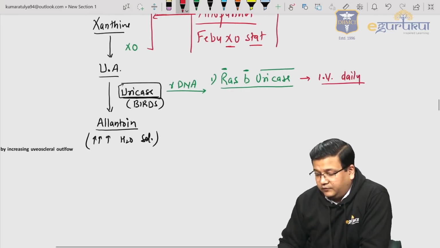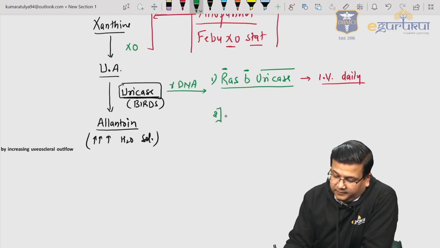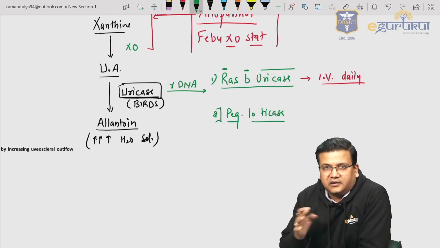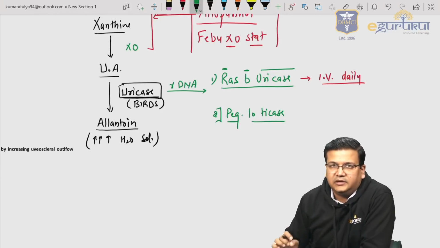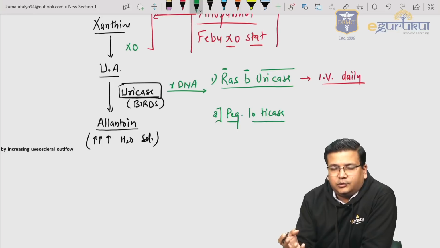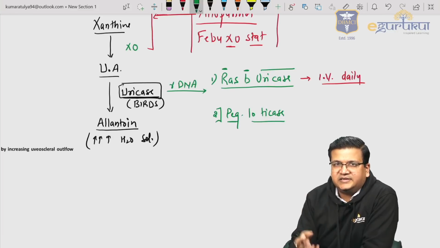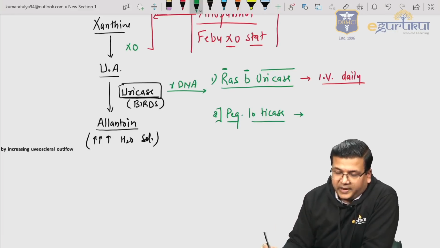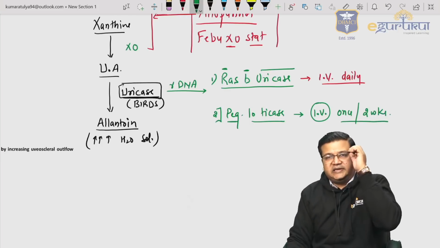Now giving IV daily was always a challenge, so further research, further development was done, and now we have been able to develop pegloticase. Pegloticase. PEG, any drug which has PEG written either in front or at the end, means the drug is pegylated. Polyethylene glycol, PEG stands for polyethylene glycol. It is an inert substance added to any molecule to make it longer or bigger in size.